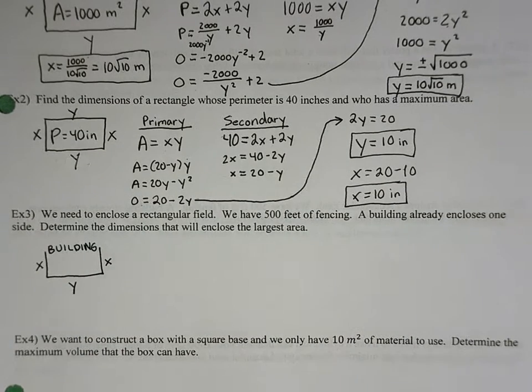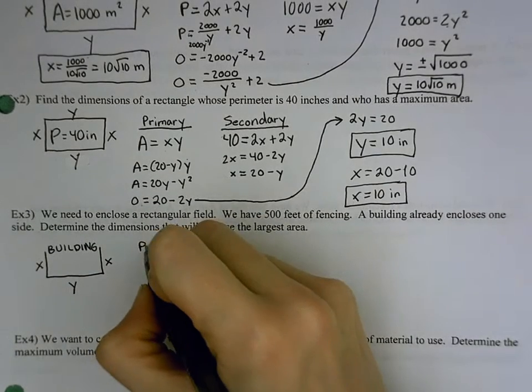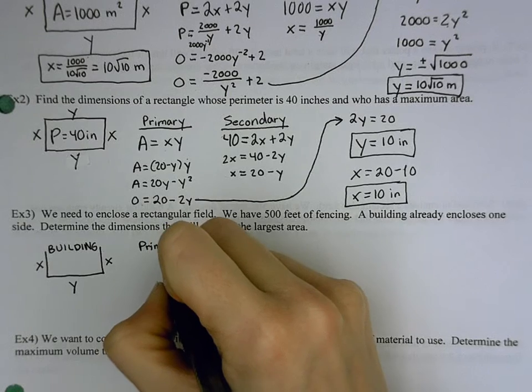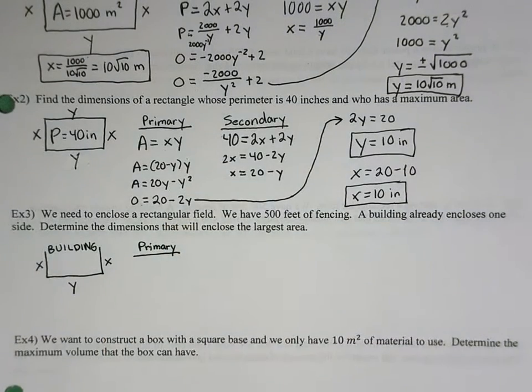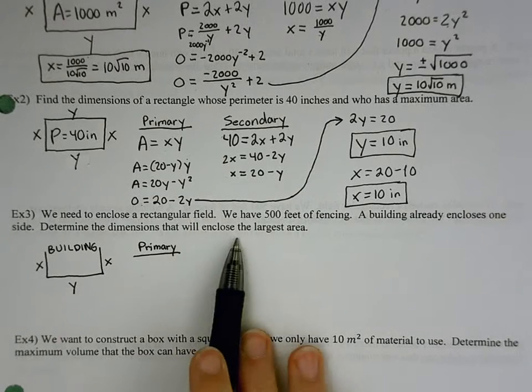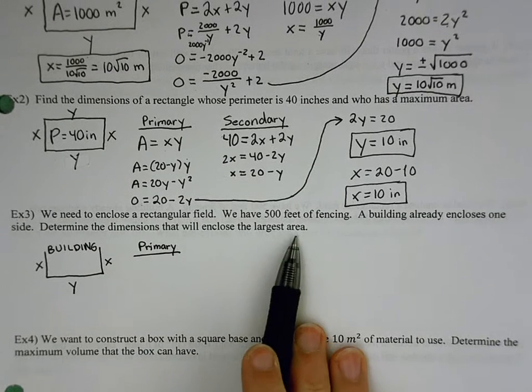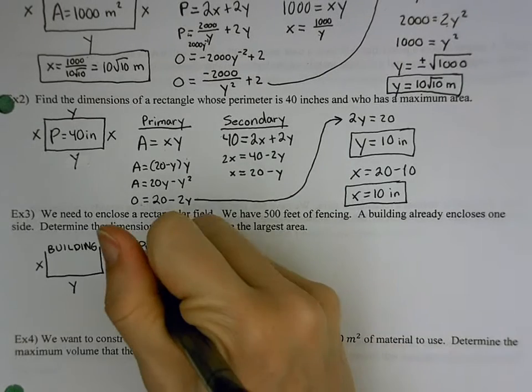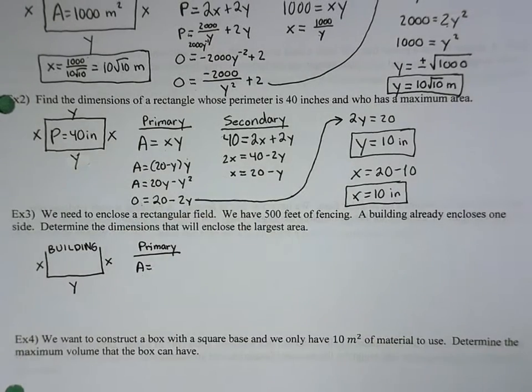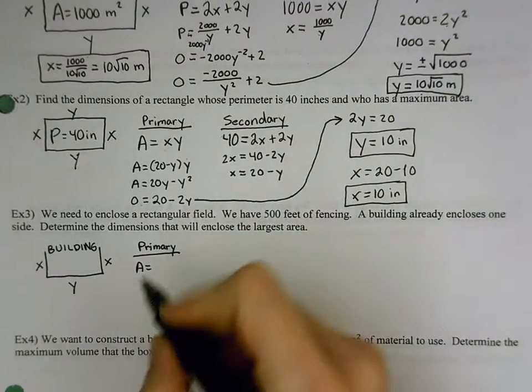Okay. Here we go. Primary equation. Remember, primary is what's being maximized or minimized. In this problem, we're looking to find the largest area. Maximum area, maximized area. So area is going to be my primary. And in this case, area would be XY.